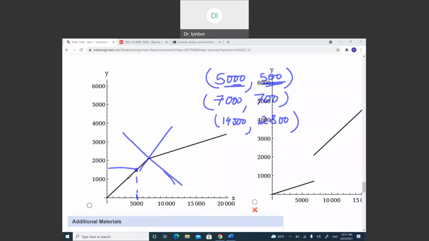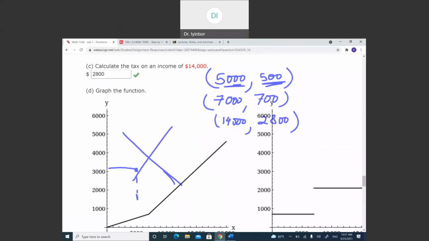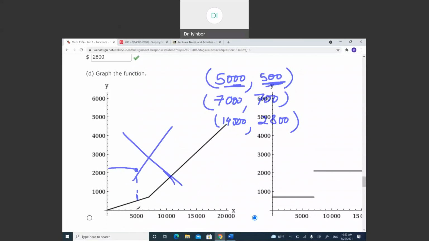So let's double check the graph on the top. Okay, so here we have 5. I'm gonna use a different color. So when x is 5,000, what is the point here? Y is about, yes, 500. Then when x is 7,000, which is 5, 6, 7,000, is here. This is the point where they connect. Y is also below 1,000, which is good.